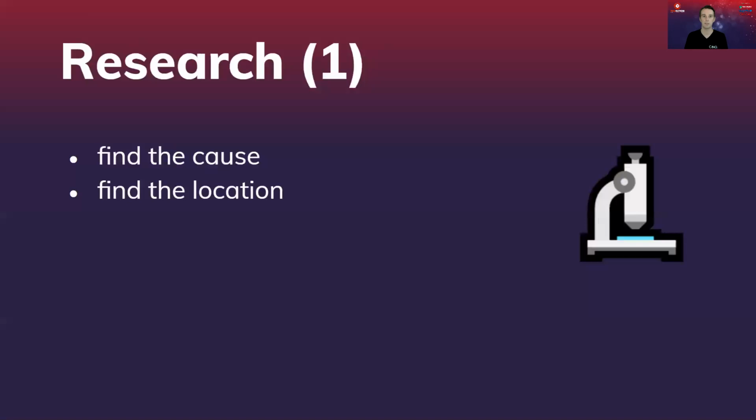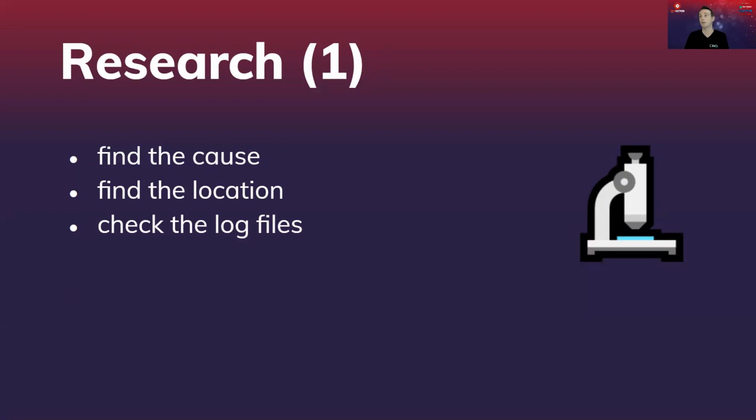So how do we find the location? The first thing we do, we're going to check the log files. If you're really lucky, there's a stack trace in there and it points exactly to the line of code where the problem is occurring. In that case, the first part is done because we already know where the bug is. But in most cases, we have to investigate more.